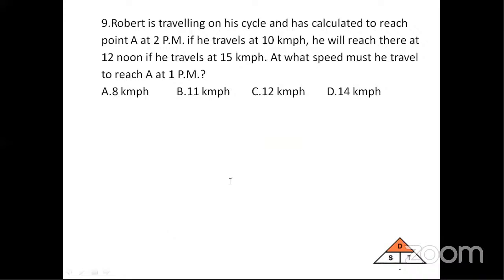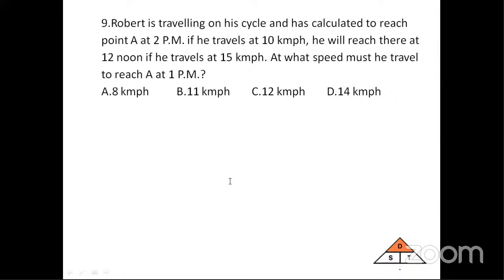Fine. Now observe carefully. Next one, 9th one. Robert is traveling on his cycle and has calculated to reach point A at 2 p.m. Some point he is planning to reach at 2 p.m. If he travels at 10 km per hour, he will reach there at 12 noon. If he travels at 15 km per hour, now we have to find out how do we solve it.